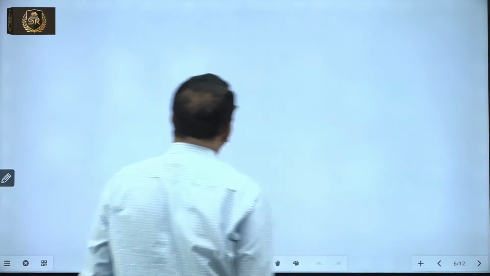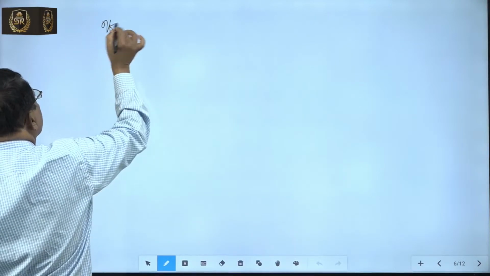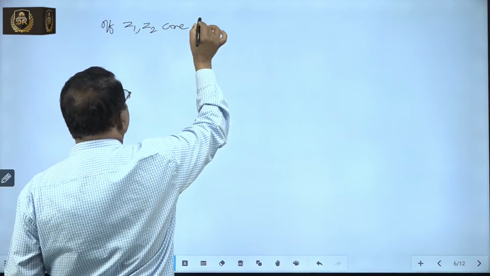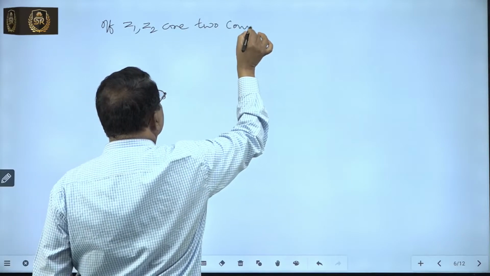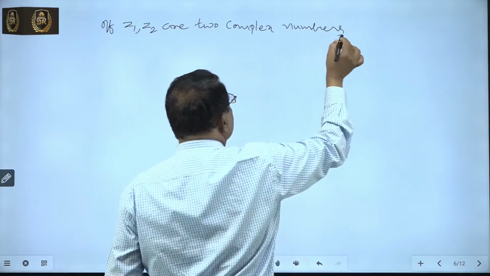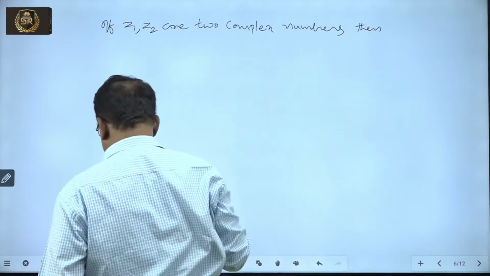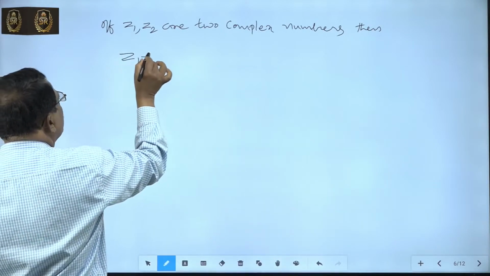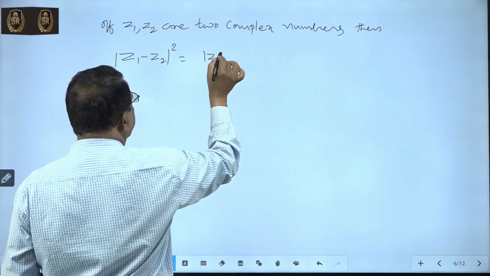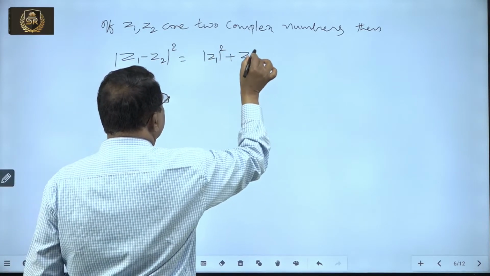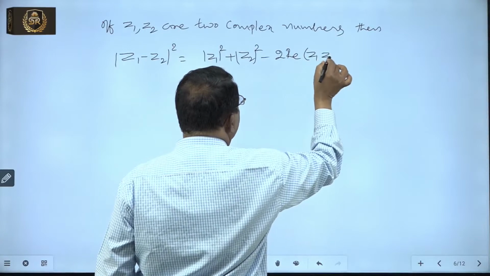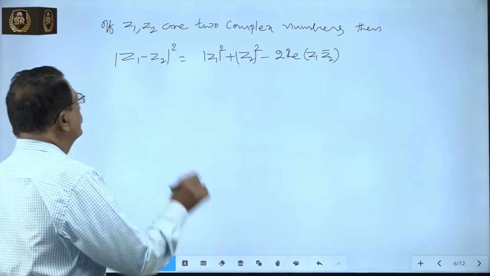Next, if Z1, Z2 are two complex numbers, then mod of (Z1 minus Z2) square equals mod Z1 square plus mod Z2 square minus 2 into real part of Z1 Z2 bar.